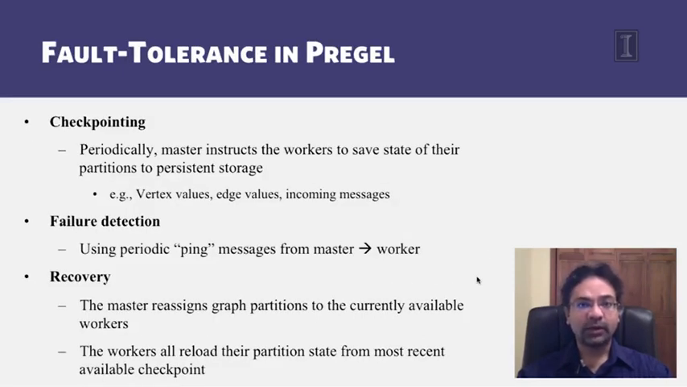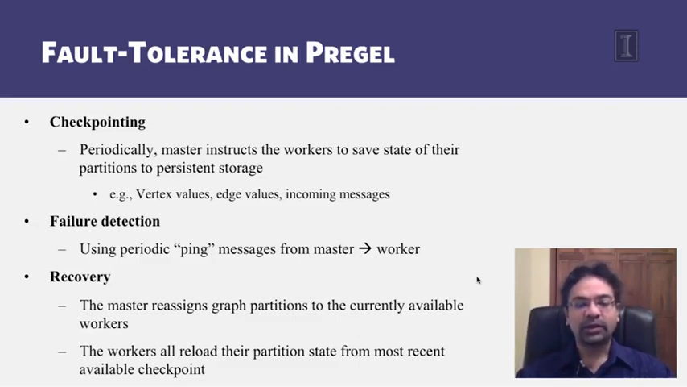What about failures? How does Pregel handle failures? Well, Pregel uses checkpointing. Periodically, the master instructs the workers to save the state of their partitions to persistent storage. The state includes vertex values, edge values, and any messages that are in transit. And these checkpoints can then be used to recover in the future. Ping messages are used from the master to the workers for the master to keep track of worker failures. If a worker fails, then the master reassigns the graph partitions to the currently available workers so that every vertex is still assigned to one server.